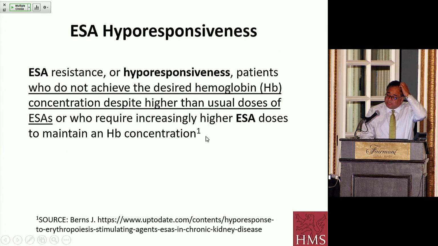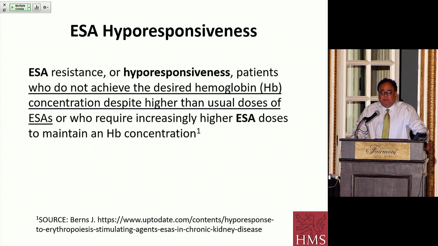Now, this person has a state of ESA hyporesponsiveness. Quickly review that. ESA hyporesponsiveness is otherwise known as ESA resistance, erythropoiesis stimulating agent resistance. And it's really defined as the following: patients who do not achieve the desired hemoglobin concentration despite higher than usual doses of ESAs, or who require increasingly higher ESA doses to maintain a hemoglobin concentration. I'm defining this based on something that Jeff Burns wrote in UpToDate.